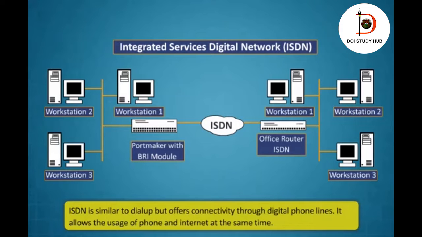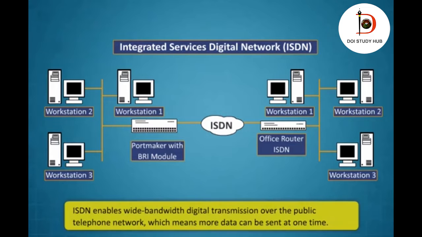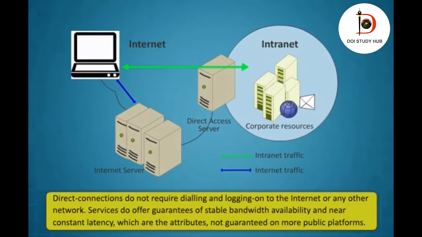Integrated Services Digital Network (ISDN). ISDN is similar to dial-up but offers connectivity through digital phone lines. It allows the usage of phone and internet at the same time. You need an external modem to use this network. ISDN enables wide bandwidth digital transmission over the public telephone network, which means more data can be sent at one time. Direct connections do not require dialing and logging on to the internet or any other network.